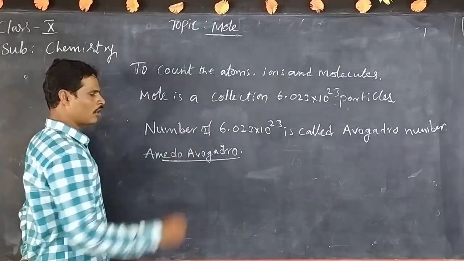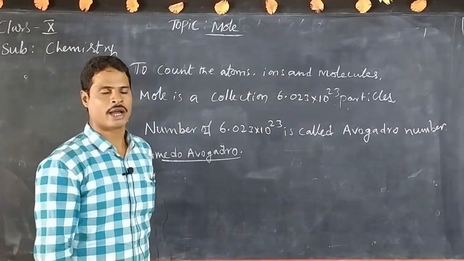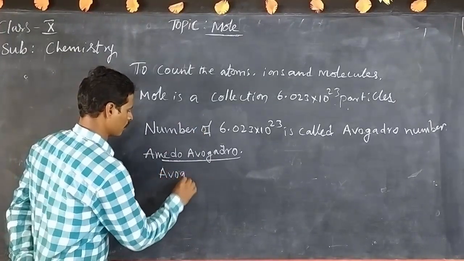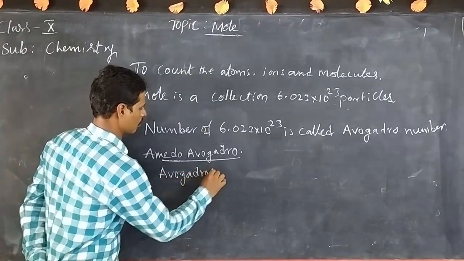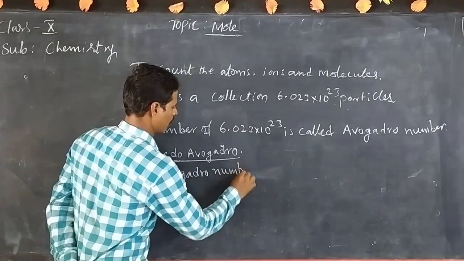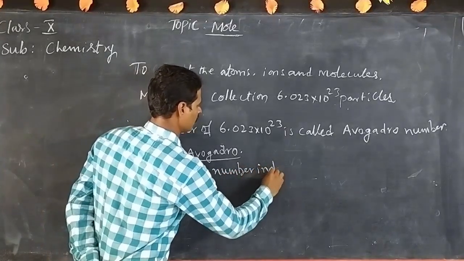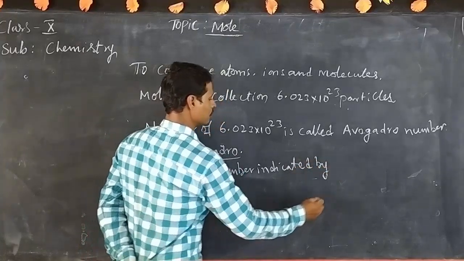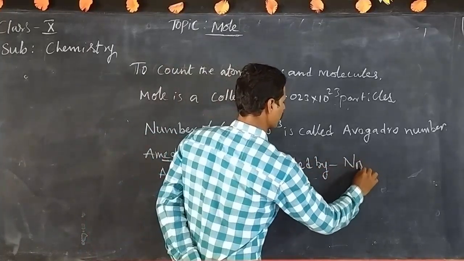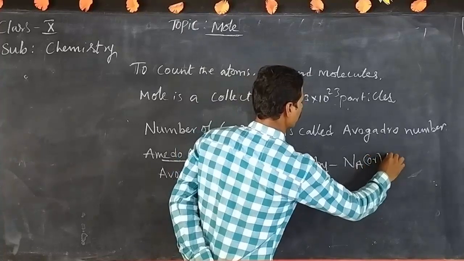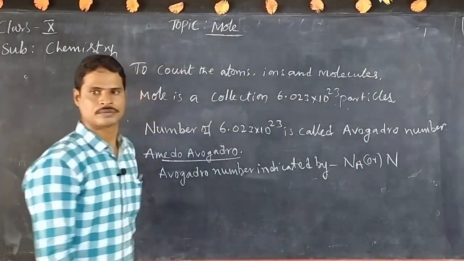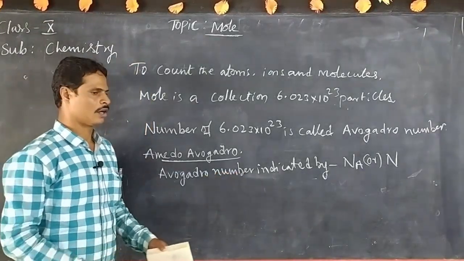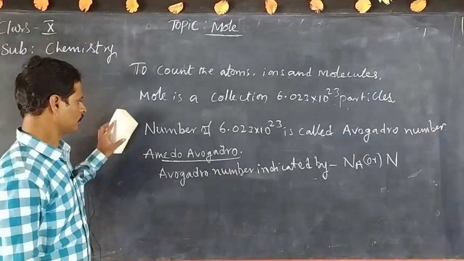The Avogadro number is represented by capital N A, or capital N. This is called the Avogadro number.